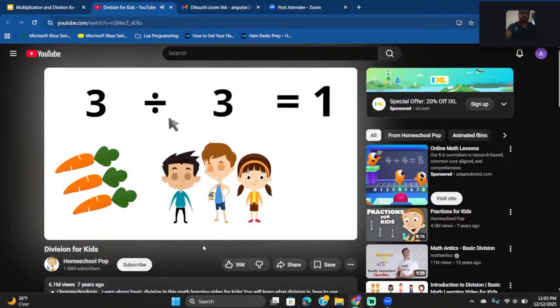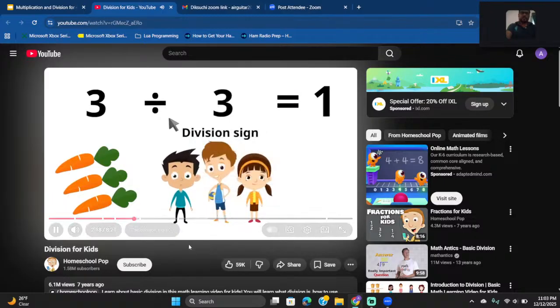Notice right here is the division sign. This is what it looks like. When you see that sign, you could just say divided by. So this reads 3 divided by 3 equals 1.